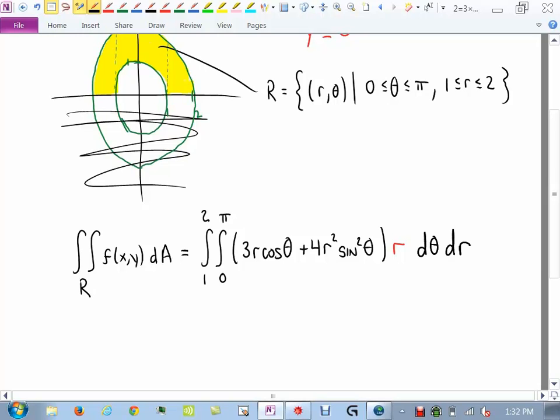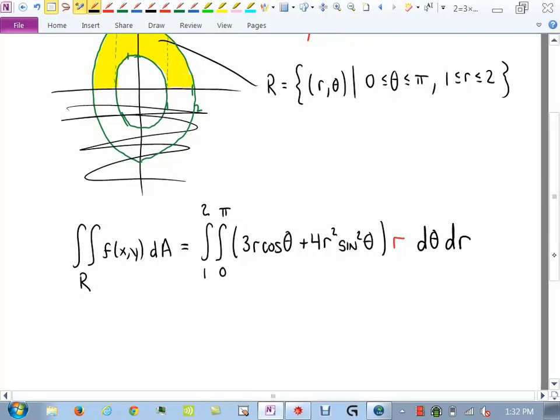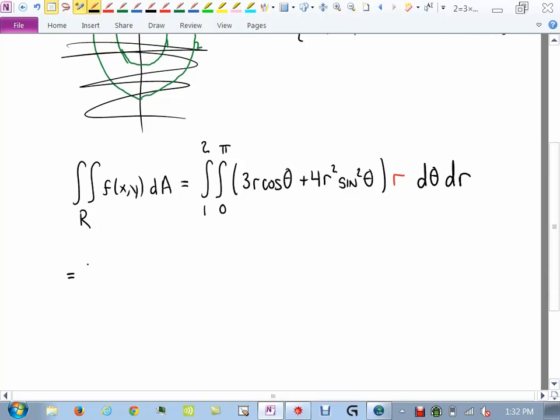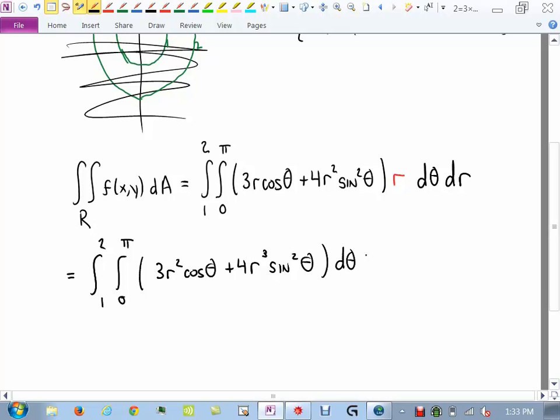What are you going to do with this? Throw in the calculator: 120π. Go ahead and distribute that r through: 3r² cosine theta plus 4r³ sine squared theta, dθ dr. So there's always going to be an r that distributes through, because that r is always going to be there when you convert from Cartesian to polar.